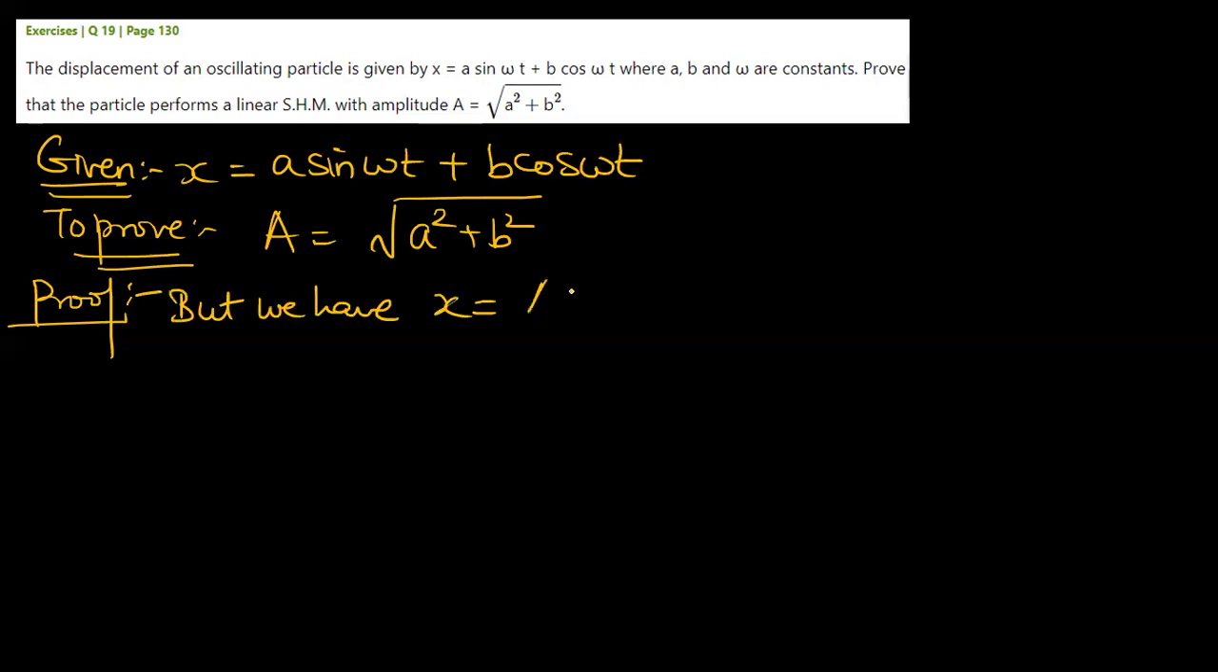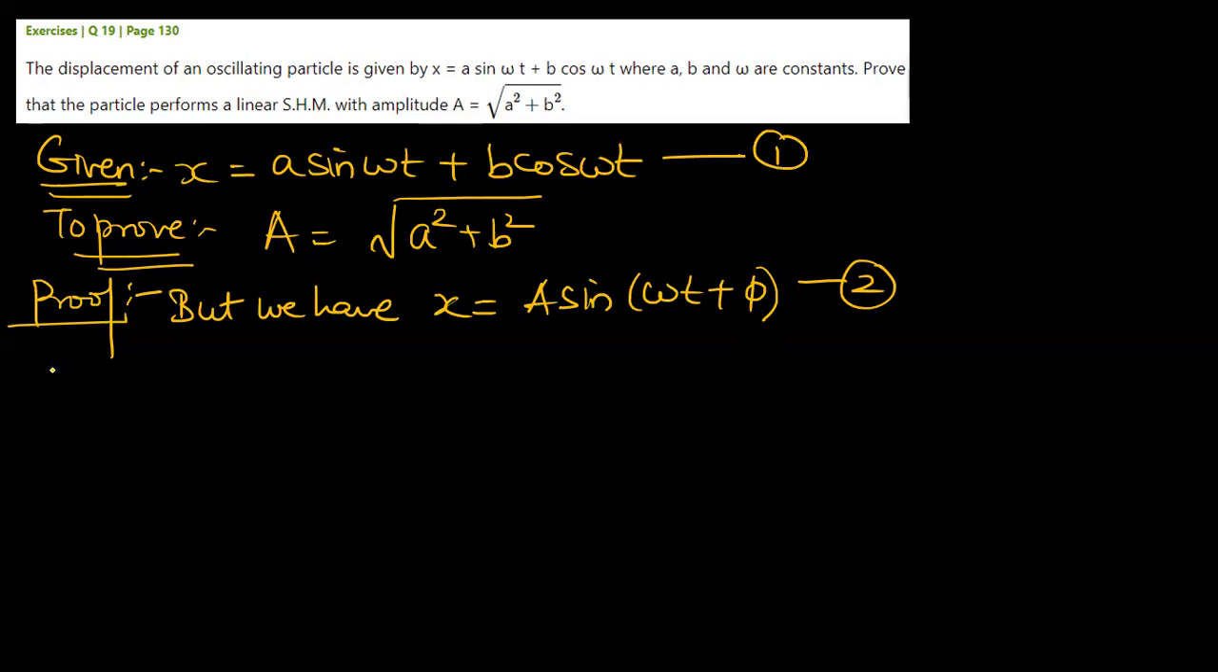The displacement formula is x equal to A sine omega t plus phi, right? I'll give this as equation 2. Equation 1 is the given equation, x equal to a sine omega t plus b cos omega t, and I need to find the resultant amplitude. But we have been given that x equal to A sine omega t plus phi. This is given to us.